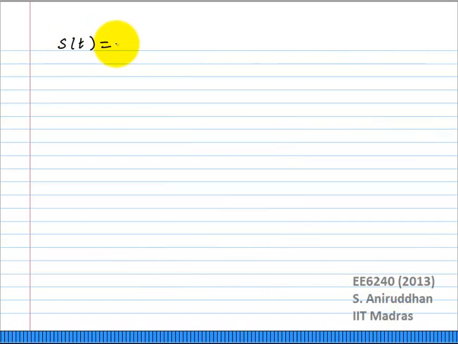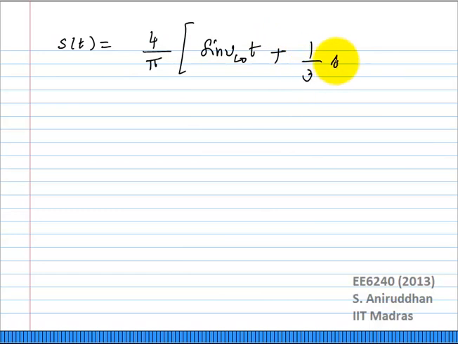Now that we have found the Fourier series coefficients, we will write it as 4 by pi times sin omega_LO t, that is the first term, plus 1/3 sin 3 omega_LO t, plus 1/5 sin 5 omega_LO t, and so on. I am sure you must have done this before, deriving the Fourier series coefficients of a square wave. That's why I am going a little bit faster.